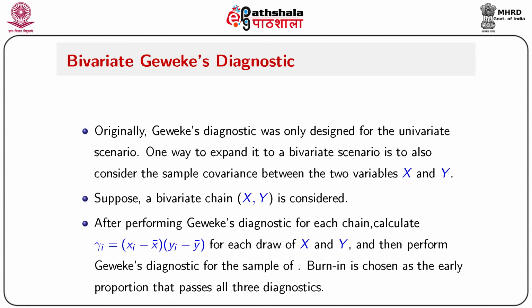After performing Geweke diagnostics for each chain, calculate this expression: gamma_i equals x_i minus x bar, times y_i minus y bar, for each draw of x and y. Then perform the Geweke diagnostic for the sample, and the burn-in is chosen as the earliest proportion that passes all three diagnostics.